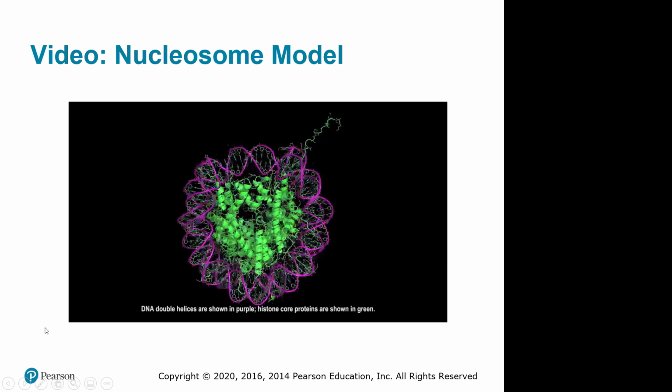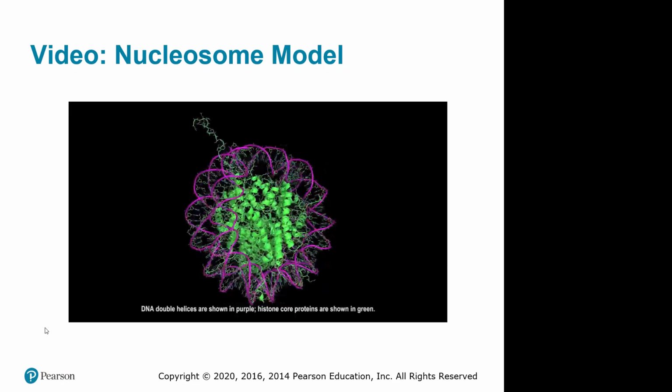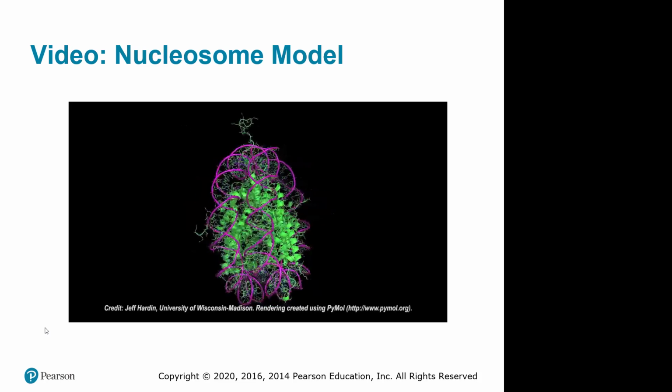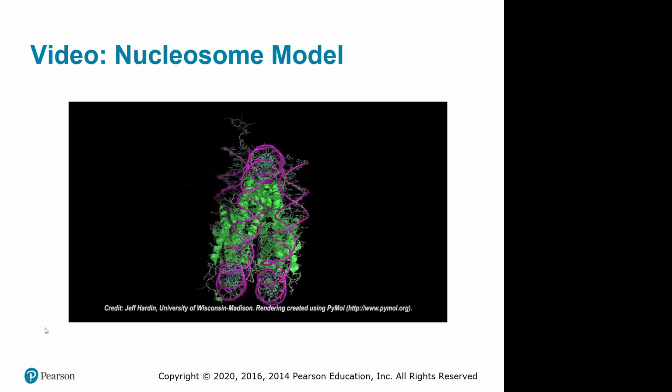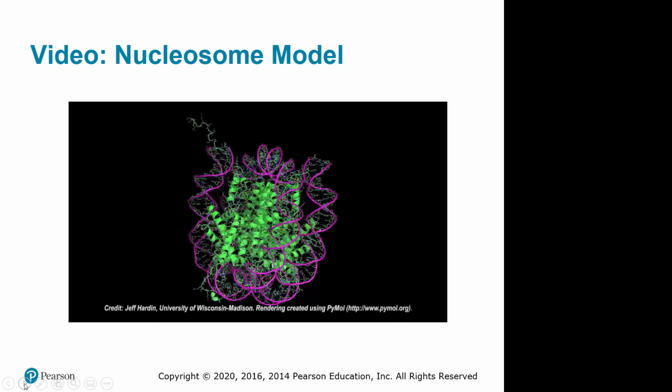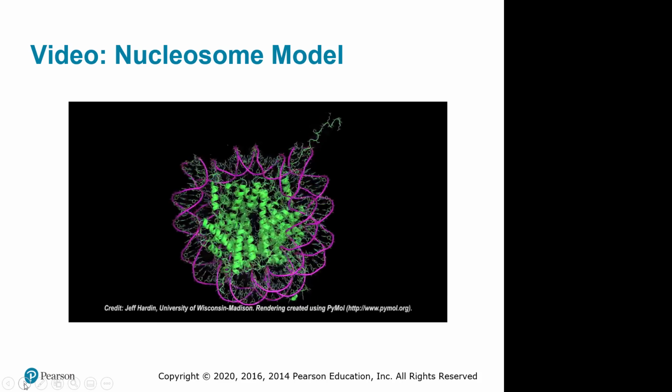DNA double helices are shown in purple. Histone core proteins are shown in green. Credit: Jeff Harden, University of Wisconsin-Madison. Rendering created using Pymol. http://www.pymol.org.